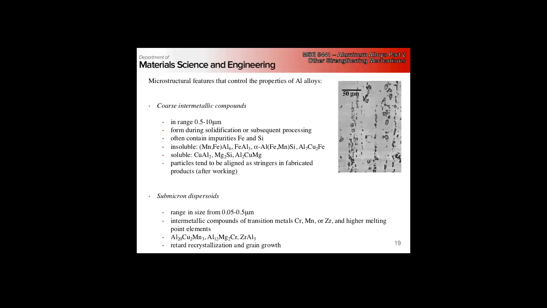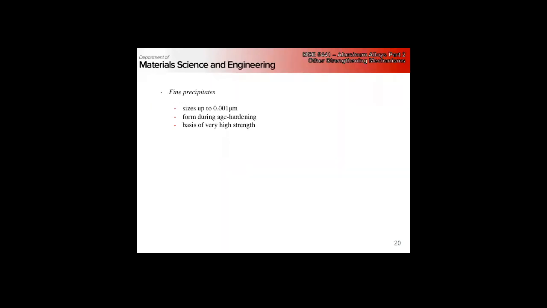Submicron dispersions are one size down, and these are the intermetallics that are very important because they retard recrystallization and grain growth. These are the ones that give us pinning. And then the fine precipitates on the nanometer scale, this is what gives us our very high strength for age hardening.